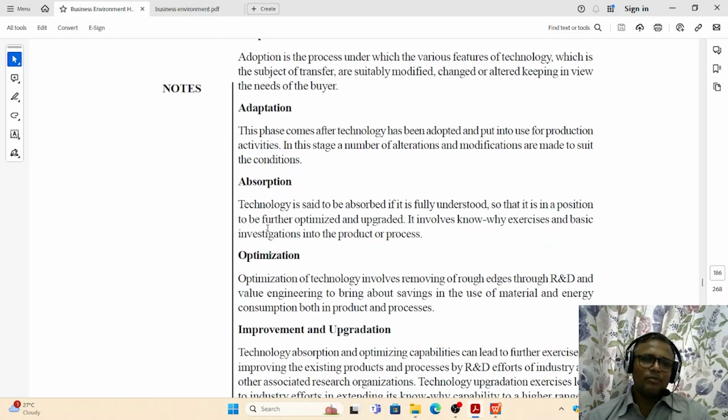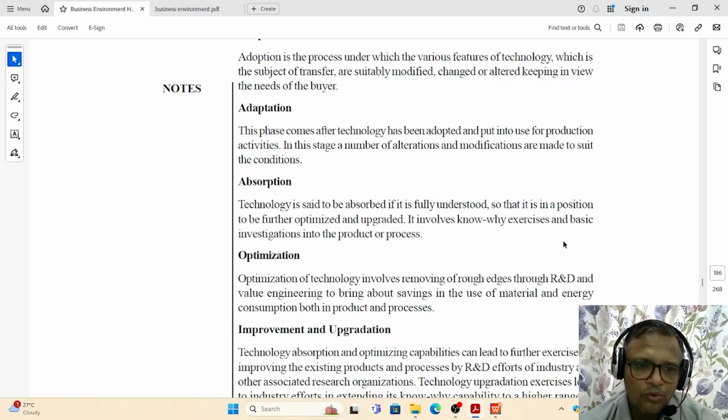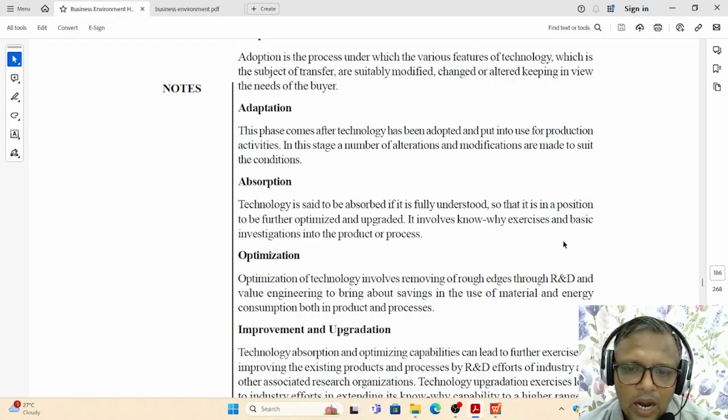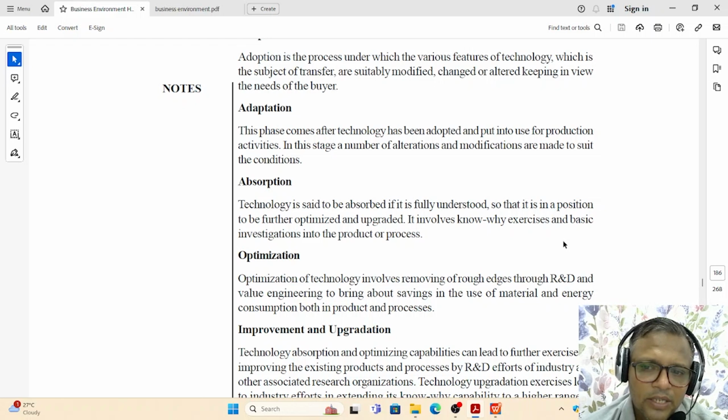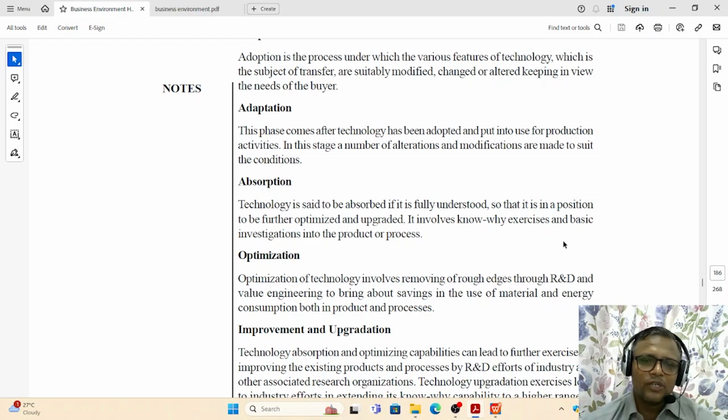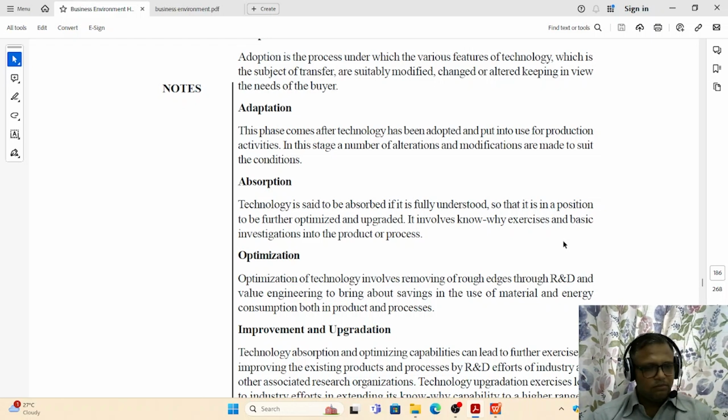Next is absorption. The technology is said to be absorbed if it is fully understood so that it is in a position to be further optimized and upgraded. It involves the know-how, know-why exercise, and basic investigation into the product or the processes. Thus, the optimization of the technology involves removing the rough edges through R&D and value engineering to bring out savings in the use of material and energy consumption, both in the products and the processes.